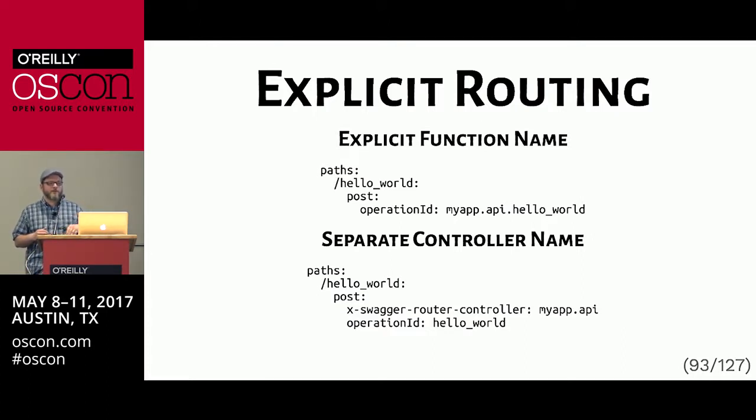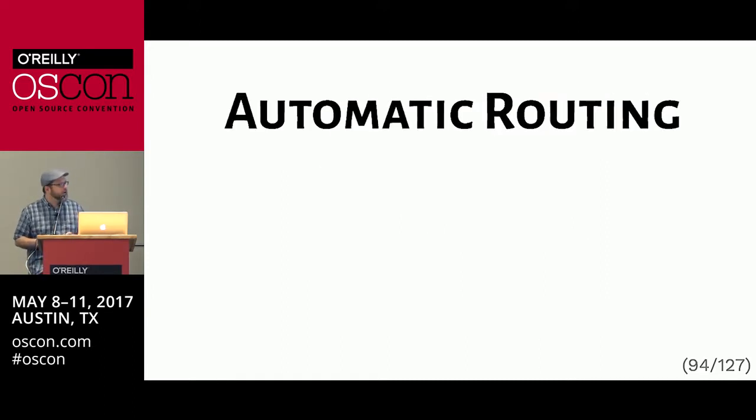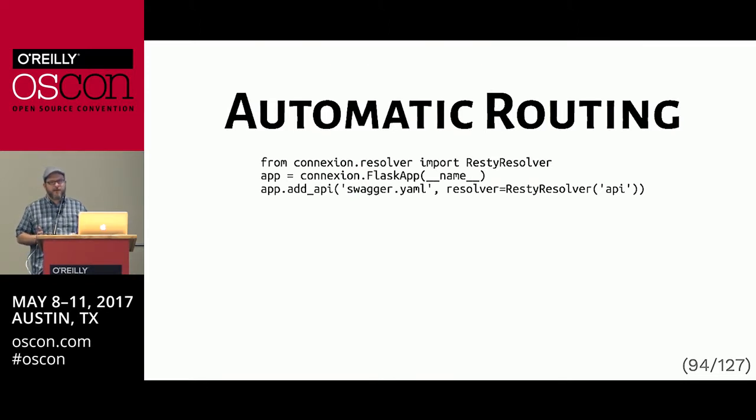You can also separate those, though. So the spec supports extension keys. So here we have x-swagger-router-controller. And what that allows you to do is define the controller and the operation ID separately, so that the operation ID can be just a single word referencing it. But for our purposes today, we're not going to do that explicit routing. We're going to use automatic routing.